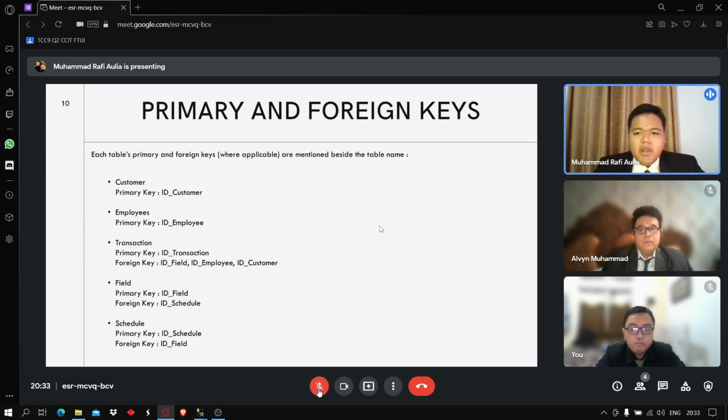This is the primary and foreign keys. Each table's primary and foreign keys, where applicable, are mentioned beside the table name, such as customer, the primary key, ID customer, ID underscore customer, etc.